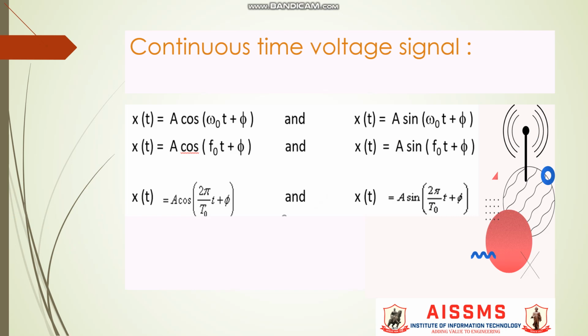Here, A is the amplitude of a signal, omega naught is the angular frequency of a signal in radians per second, F naught is the frequency of a signal in hertz or cycles per second, T naught is the fundamental period of a signal in seconds, and phi is the phase delay.